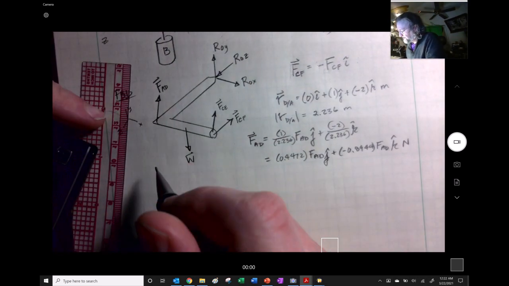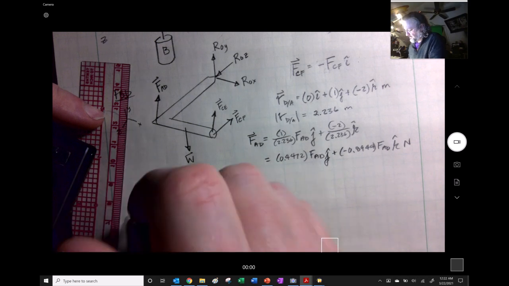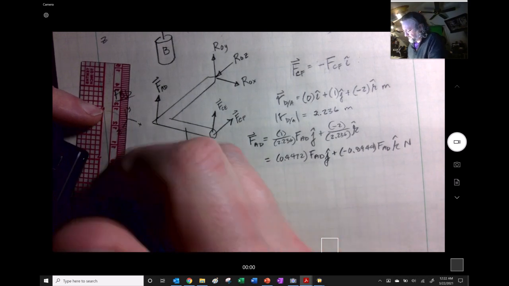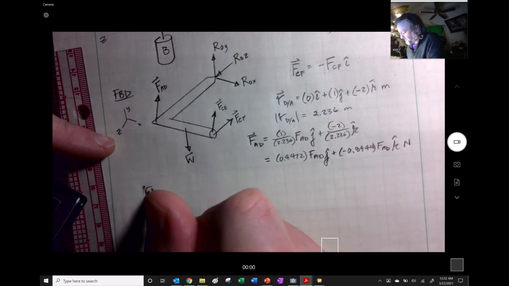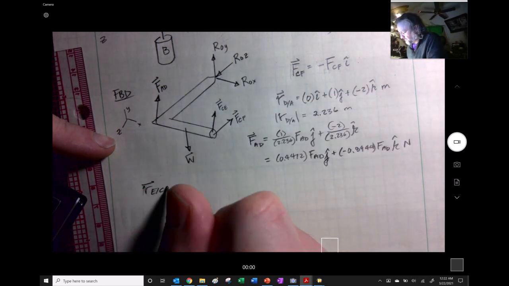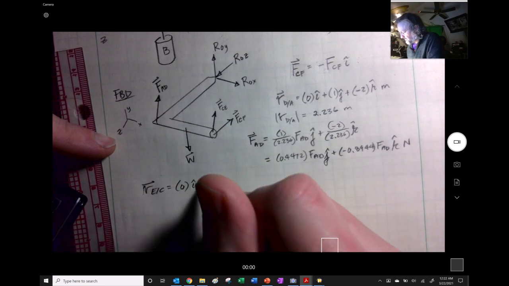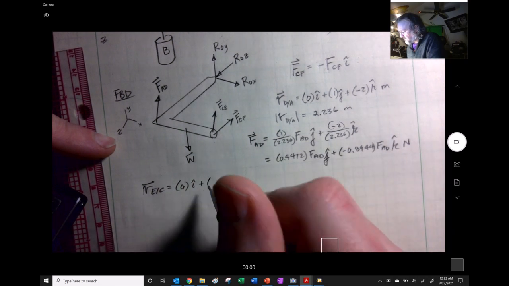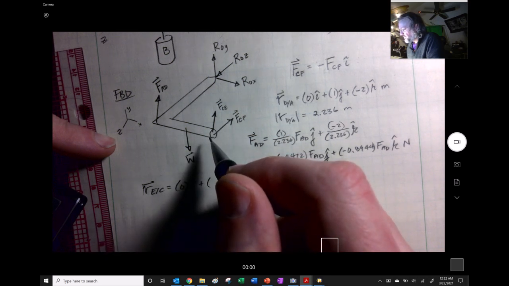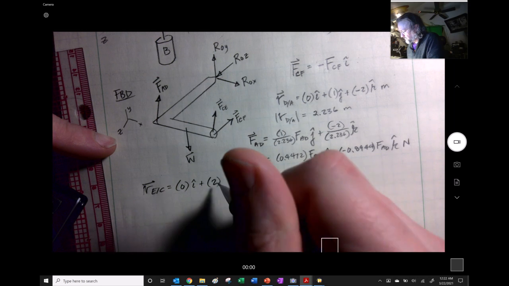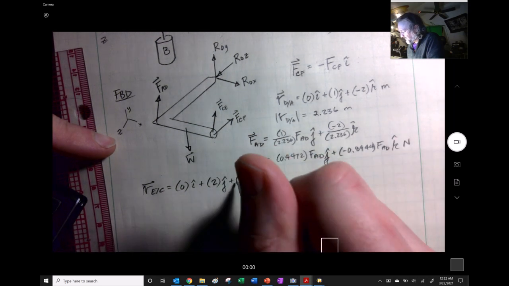Similarly, FCE, well, I'm going to start off with the position vector, RE with respect to C. 0, and we are going up 2. But we're going back negative 2.